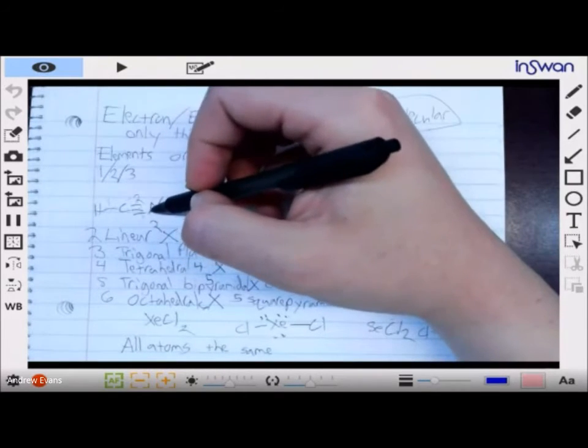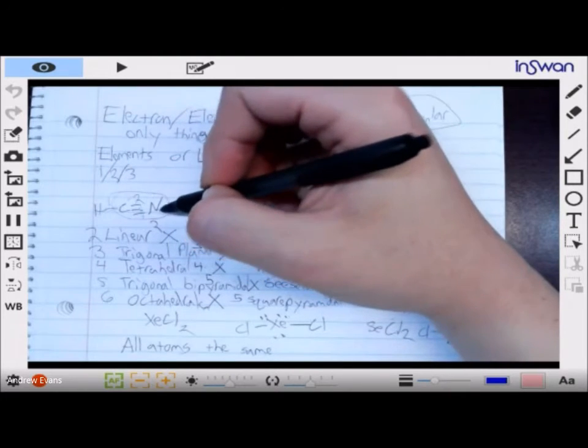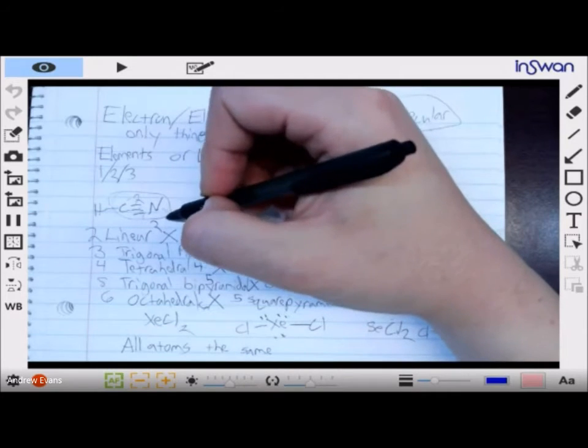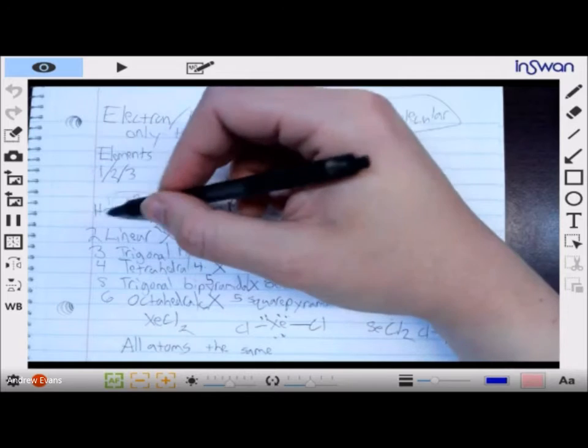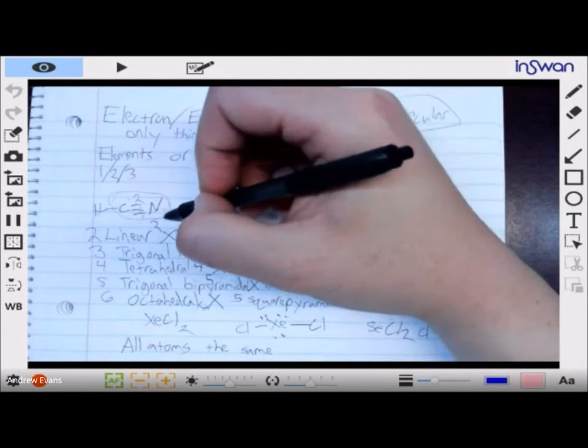So you'd think it's not polar, but we have one polar bond. All atoms are not the same: C and N, we have an N. It is probably polar. It's not countered by another N, so it is likely polar.